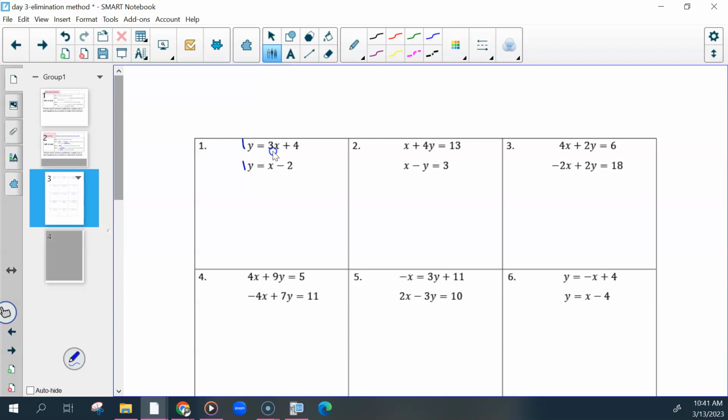We have to think about how we would do that. Would we add these together or subtract them to eliminate them? Would y plus y give me 0? Really? So then we're going to subtract the entire equation from each other. So 1y minus 1y would give us 0. 3x minus x would give us how many x's? 2x. And then 4 minus a negative 2 would give us what? Watch your negatives.